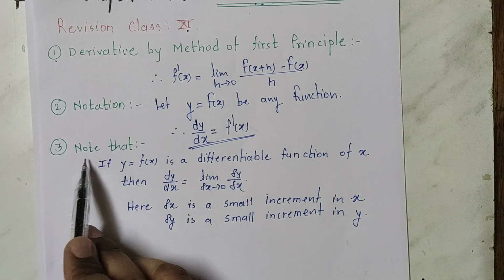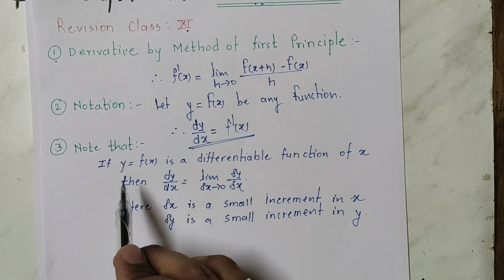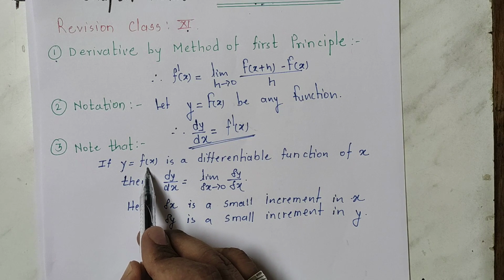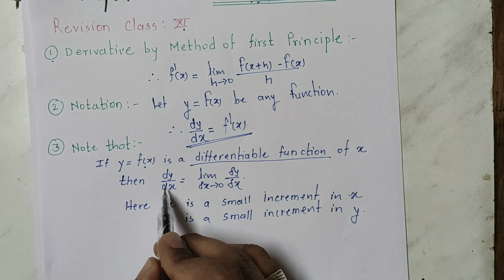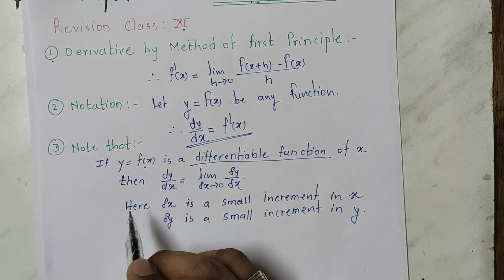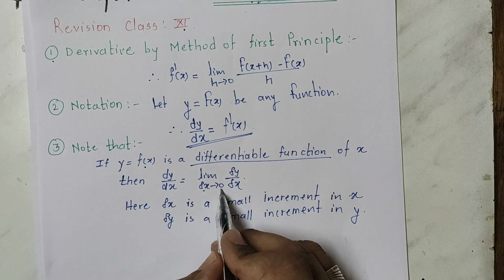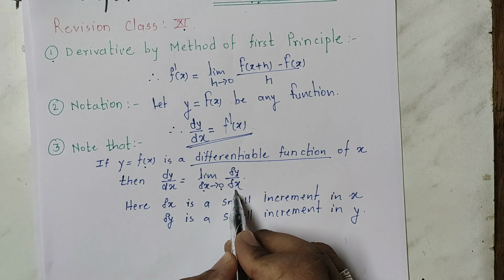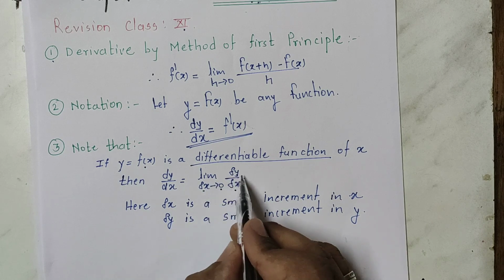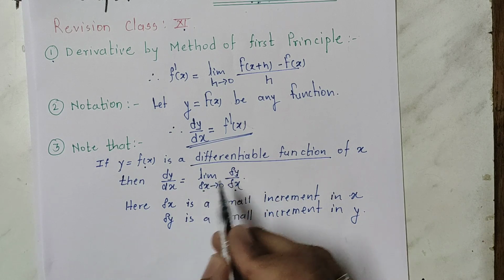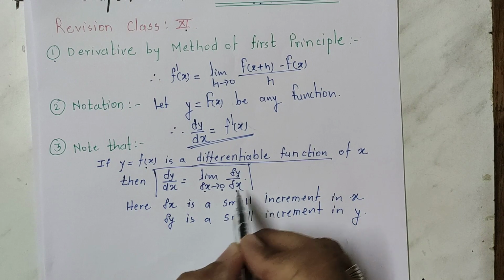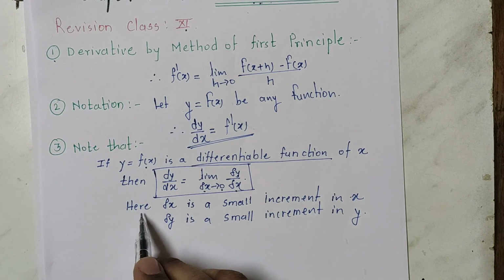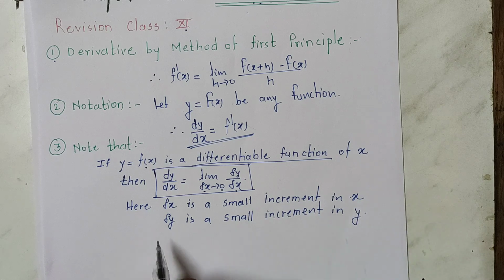Then third point, note that this is important for the theorem. If y is equal to f of x is a differentiable function of x, then we can find its derivative: dy upon dx is equal to limit delta x tends to 0 of delta y upon delta x. Whenever we apply the limit on delta y upon delta x, we get the dy upon dx form. This notation is very important for theorems. Here delta x is a small increment in x, delta y is a small increment in y.